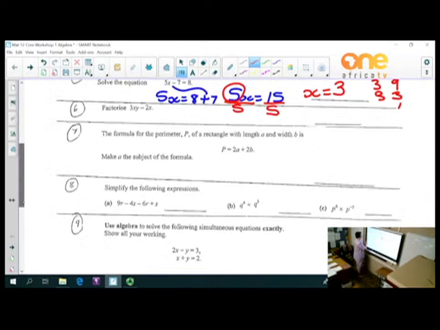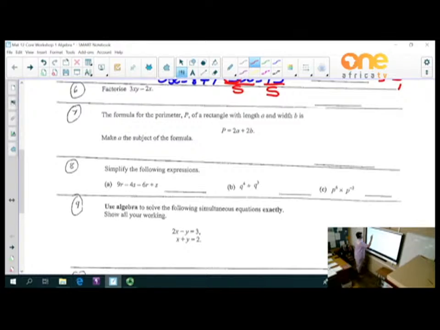Question 6. It's again factorize. Divide. It means divide. Find a common factor. The highest common factor. And if you look here, the only common factor that we have this time is x. So I'm going to divide by x and divide by x. So x is my first factor. Write it down. And then it is 3y minus 2. That's my factors.